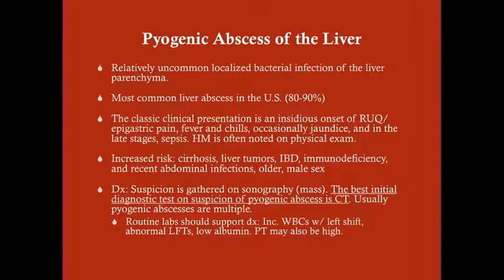So how do we make the diagnosis of pyogenic abscess? We've got a patient coming in with fever and chills, right upper quadrant pain, disturbed liver labs, maybe jaundice. We're always suspicious about biliary tract problems, so we probably are going to do that sonography first, looking for bile stones, looking for problems with the biliary ductal system.